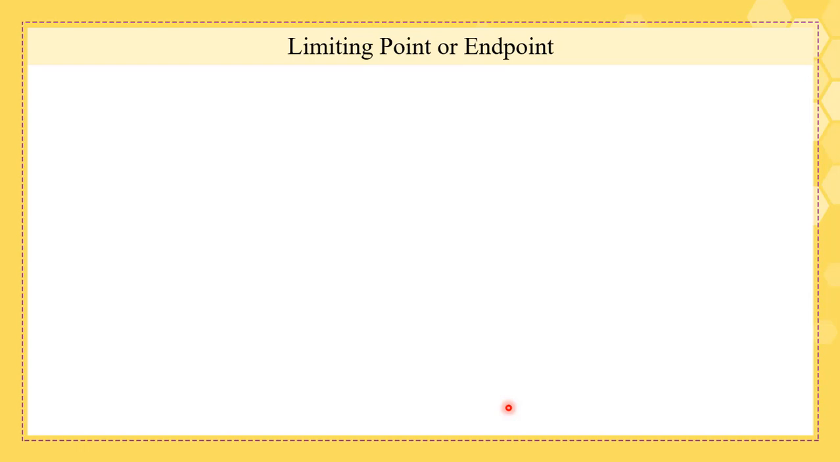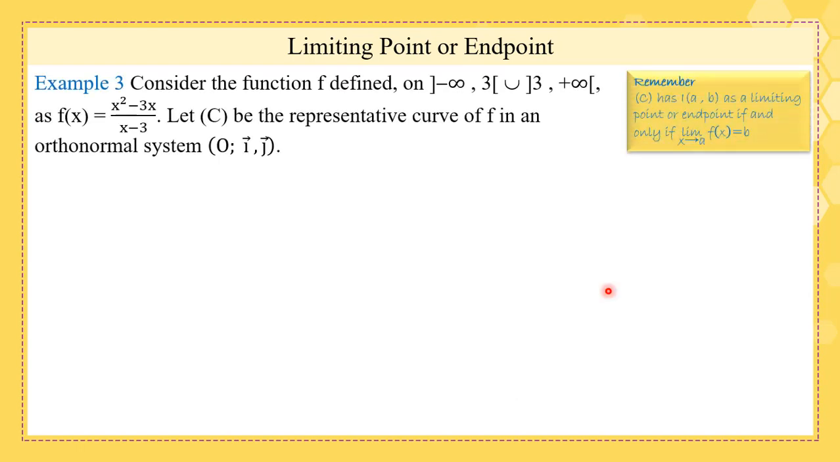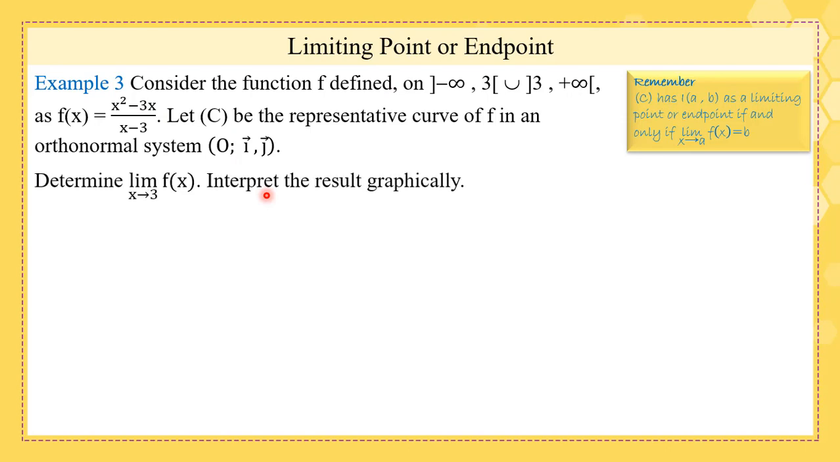Now what is a limiting point? Let's see. Remember, the point I whose coordinates are a, b is a limiting point if and only if the limit as x tends to a of the function f of x is b. Now this is a function, and the question is to determine the limit of f of x as x tends to 3 and to give an interpretation of the obtained result.